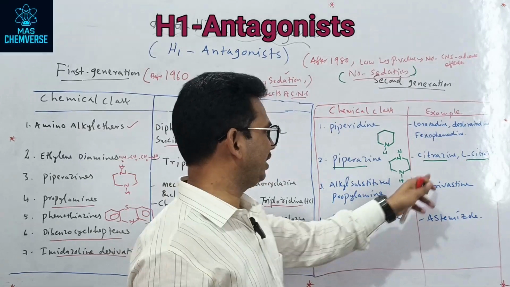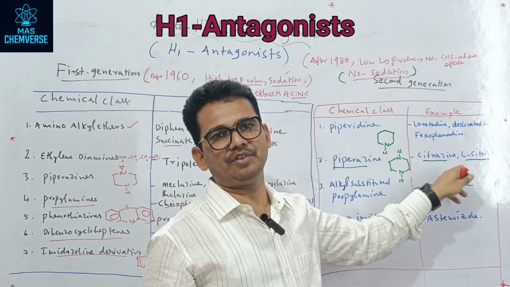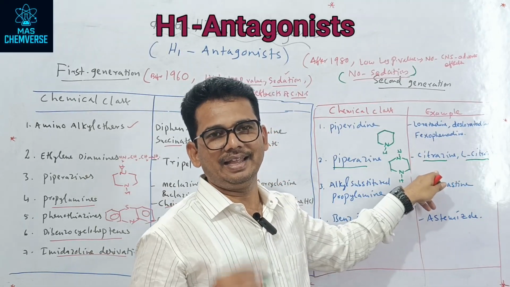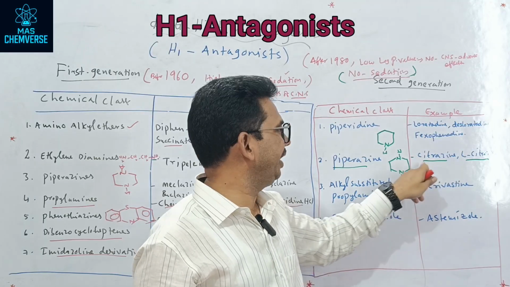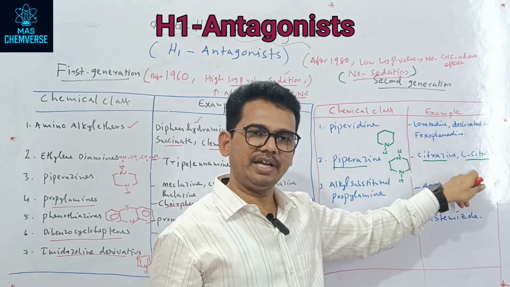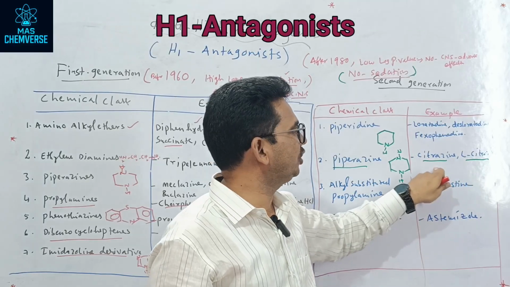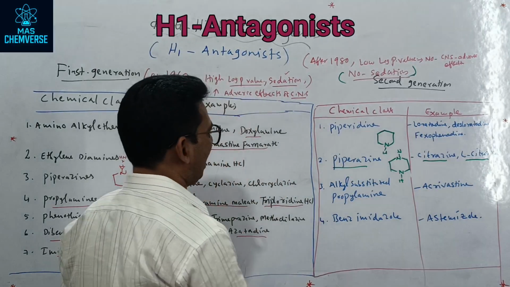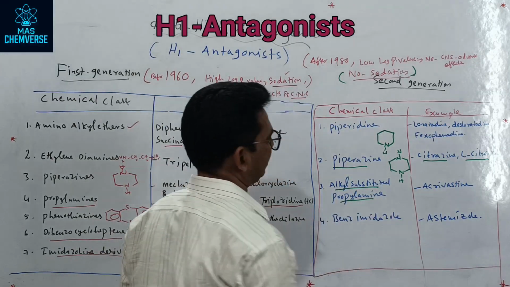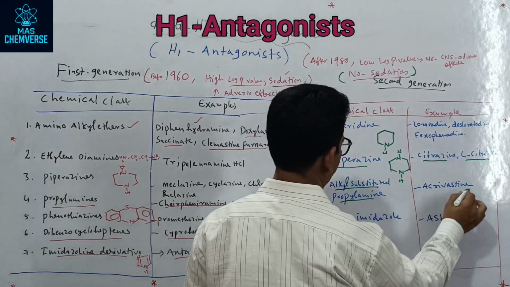Another thing, these are also available in the market, which we use for allergy, like runny nose, cold, and different things. Cetirizine we also use, levocetirizine. The difference between these two I will show in the coming classes. The next one is the alkyl substituted propylamines. Best example is acrivastine.